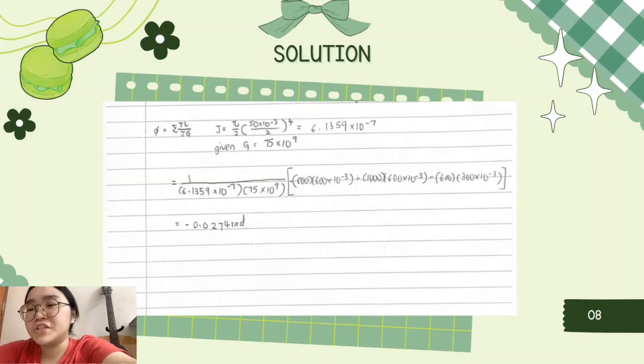The polar moment of inertia, J, is calculated for a circular shaft using the formula pi over 2 times the radius to the 4th power. Given that the shear modulus G is 75 gigapascal, I substitute all the values, including the torques and lengths, into the equation. Finally, solving this gives the angle of twist as approximately negative 0.0274 radians. Thank you.